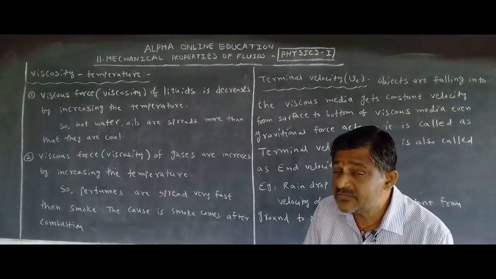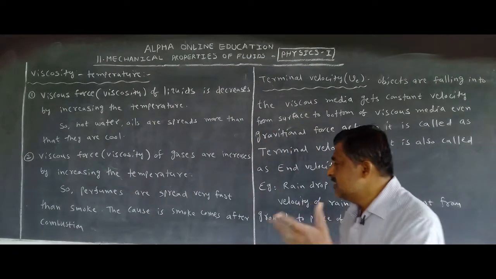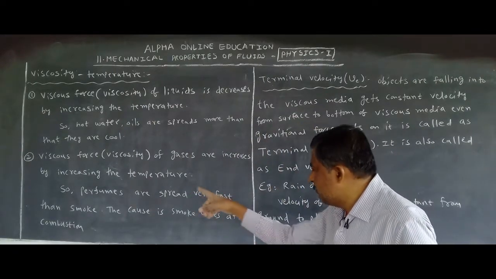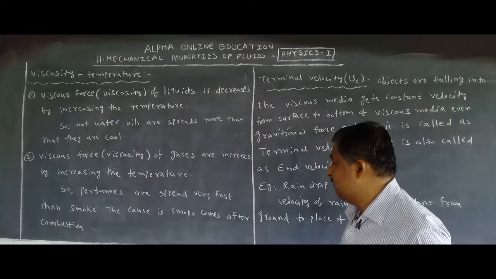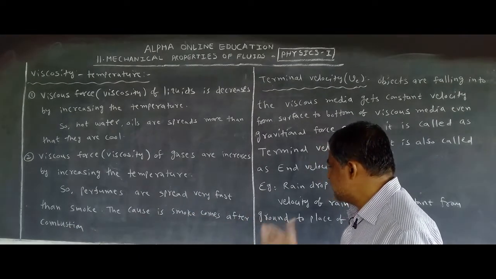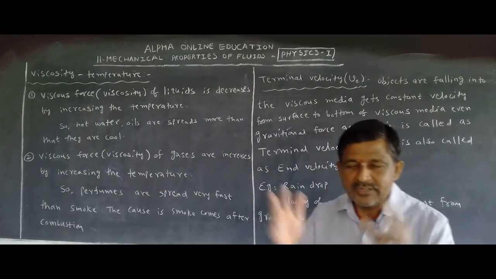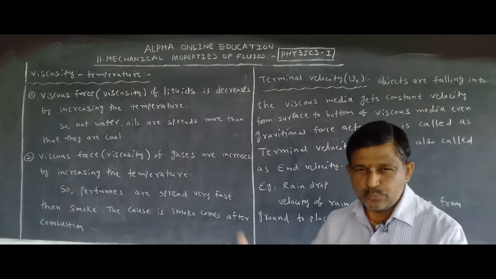Which one spreads very slowly? Gases, when the temperature increases. Example: perfumes spread very fast compared to smoke. The cause is that smoke comes after combustion. Let us take Puja Gadi.